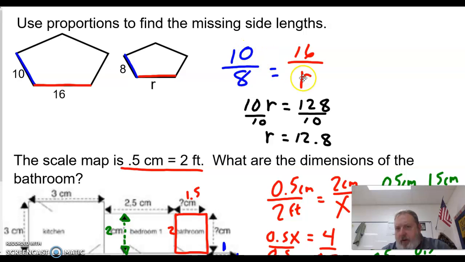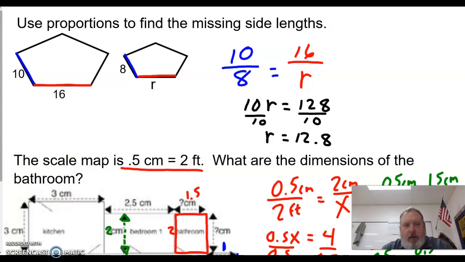Same thing we did yesterday, cross multiply. So 10r is going to equal 128. And we find out that this side right here is going to be 12.8. Now, they didn't give us a dimension in this case, so you could write UN for units, or we could just leave it as 12.8. But if they do give you a dimension, you do want to label that accordingly.